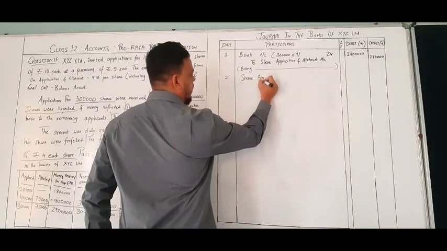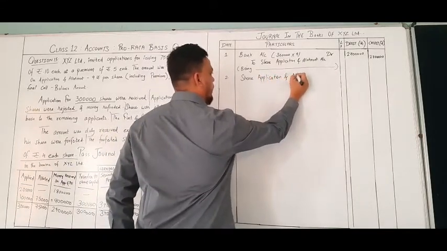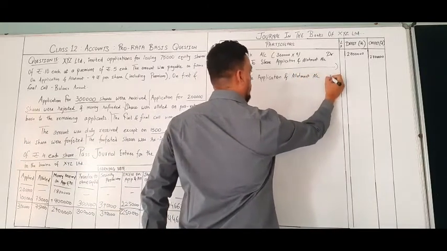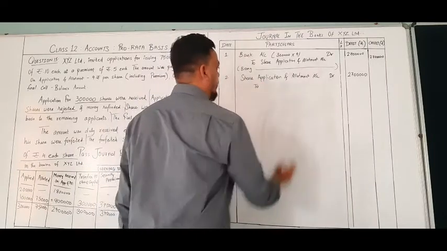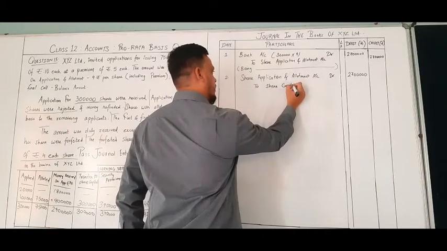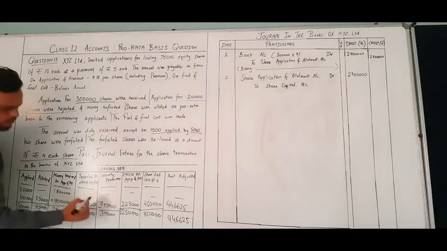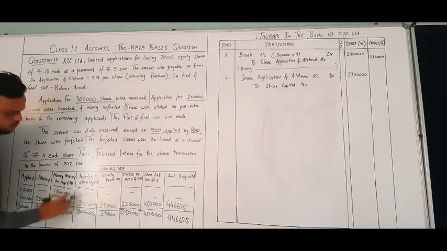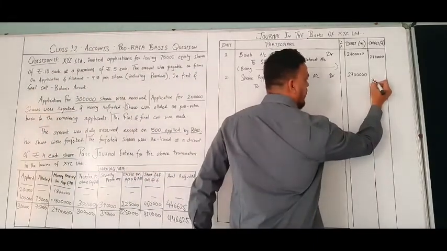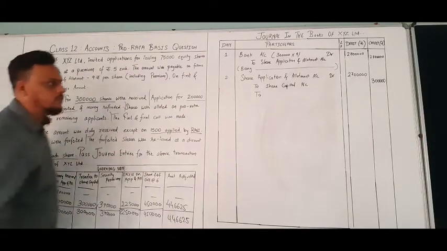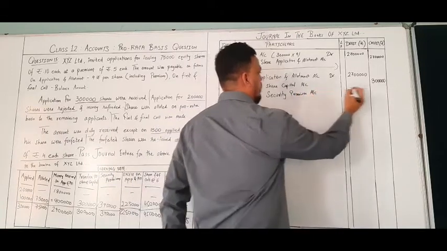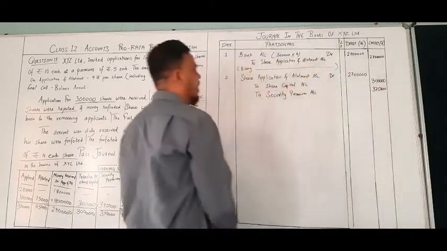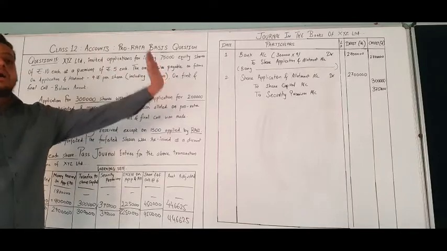Share application and allotment account debit. The amount will be 27 lakh. Out of that, we have to first make share capital account. I have made the amount over here. If you see this 3 lakh rupees is your transfer to share capital. So amount will be here as 3 lakh. Now I have already mentioned here securities premium 3,75,000. So make this entry, securities premium account 3,75,000.